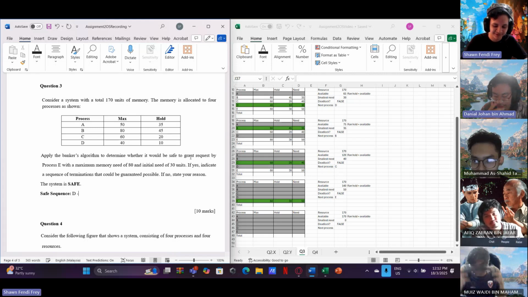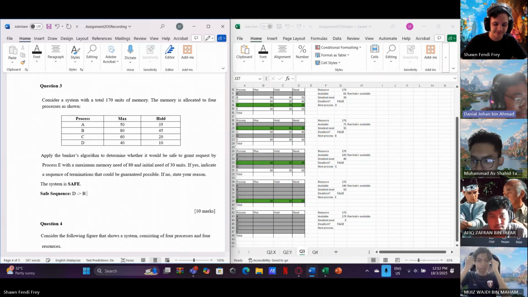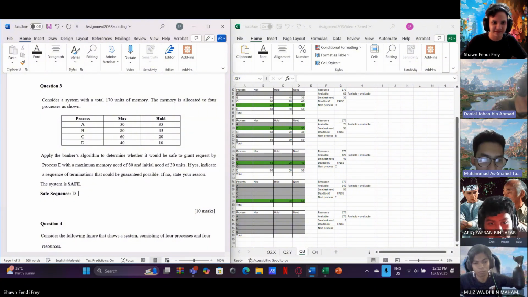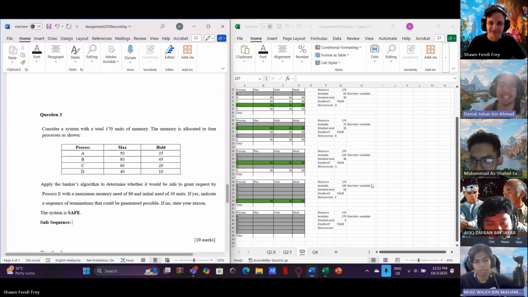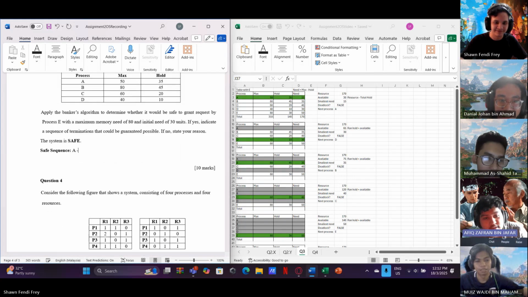Can anybody read the safe sequence for me real quick? I'm too lazy to look. Safe sequence is D B A first. No, A D B C E. Yeah, A D B C E.